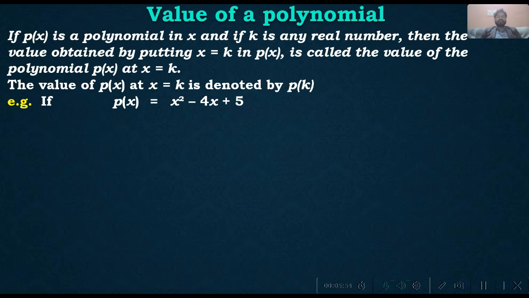Example: Px equals to x square minus 4x plus 5. So replace x by 4. अगर हम लोग x को रिप्लेस करके 4 पुट करते हैं so then P4 is equals to 4 square minus 4 into 4 plus 5, that is equal to 16 minus 16 plus 5. 16 cancel.